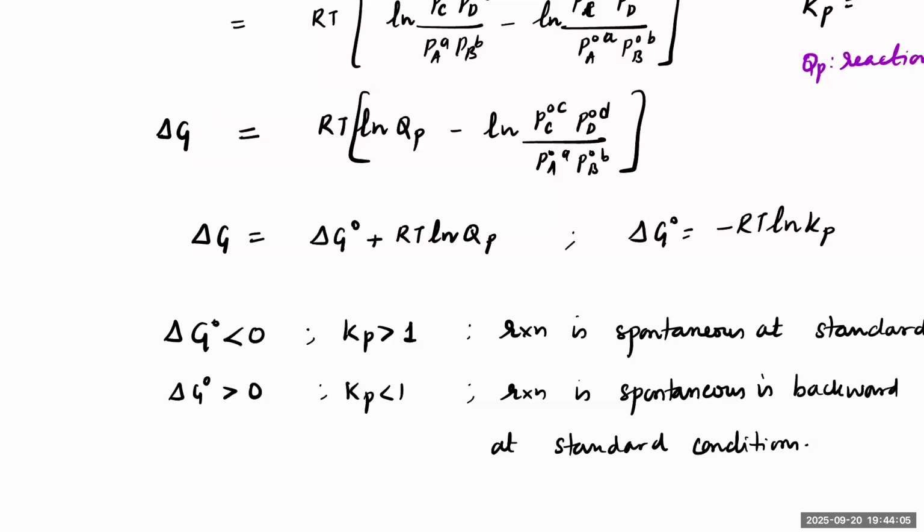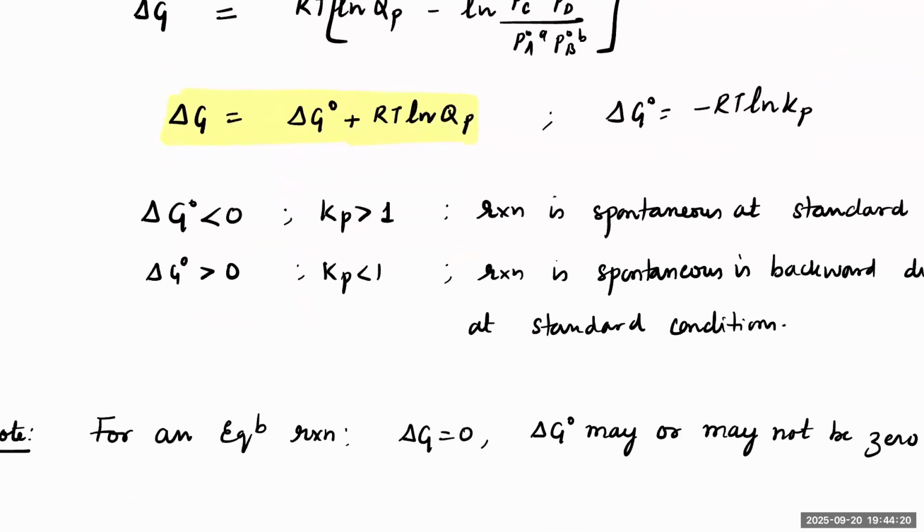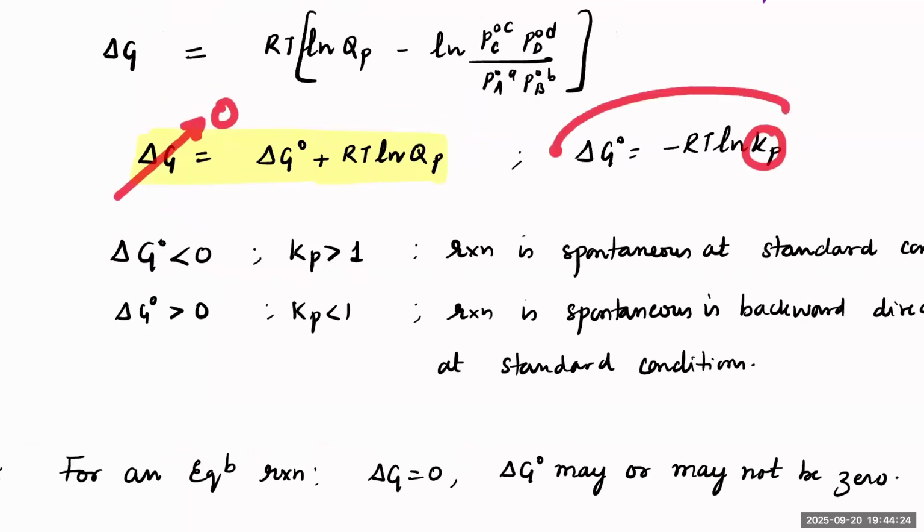Honestly speaking, you will be directly using this formula, nothing to do with derivation. So delta G is equal to delta G naught plus RT ln Qp. And if Qp becomes Kp, then delta G will become 0, and this is the formula you will get: delta G naught is equal to minus RT ln Kp.